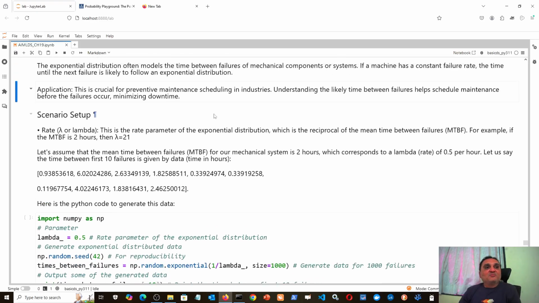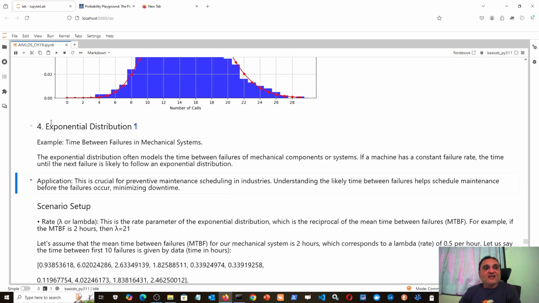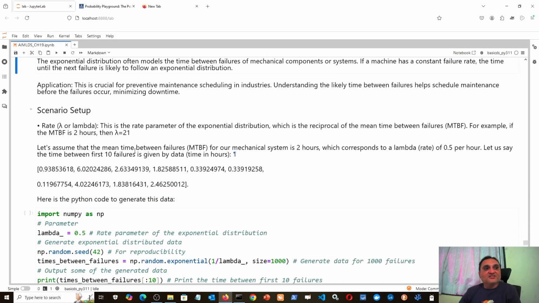Now, that type of case follows the exponential distribution. Here, let us say we create a data set in which lambda is 21. Now what is lambda?